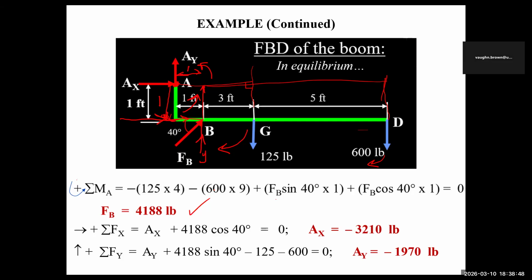After you have done that, you find FB. So you're going to apply your regular equilibrium equation. Sum of the forces in the X. So let's look for all the forces in the X. So we have 1 here. You have the component of FB right here. Right? So those are only 2. So you put FB component here. And this is the only unknown. So automatically, AX is going to be minus 3,210 pounds.